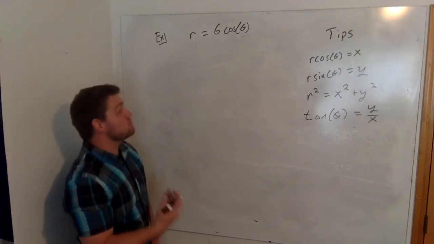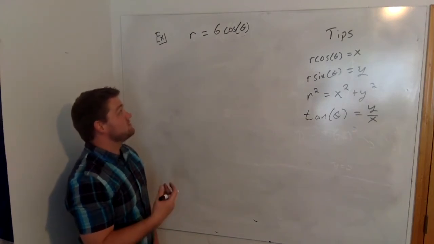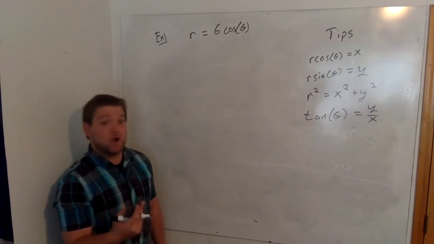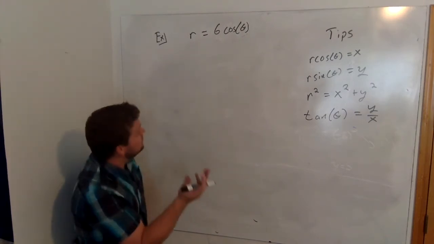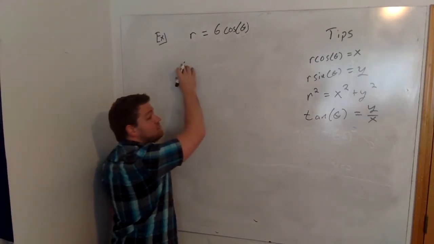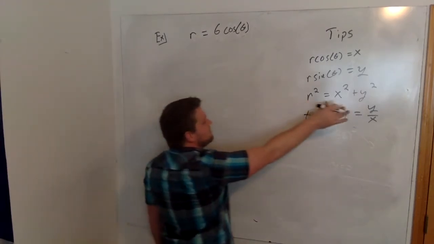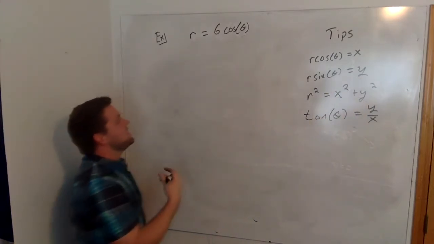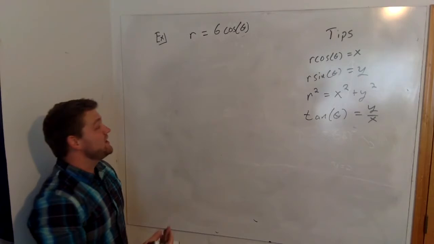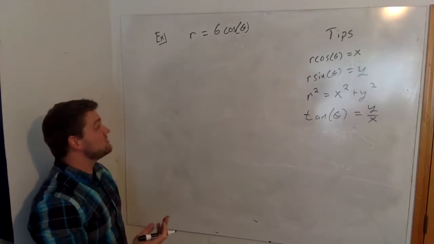So to get an r squared to show up, I guess there would be two options you could do. You could either square both sides of this equation. Okay, that'd be good for the left-hand side, because we have an r squared. We could replace that with x squared plus y squared. But when we square the right-hand side, we'll get a cosine squared piece to show up. And there's really not much we could do with a cosine squared piece.